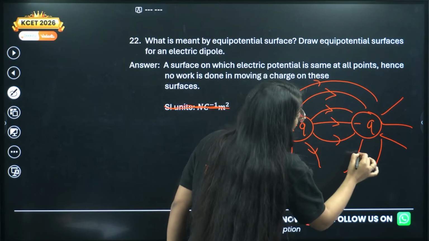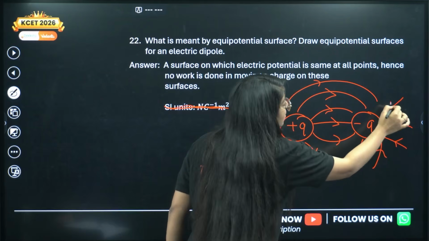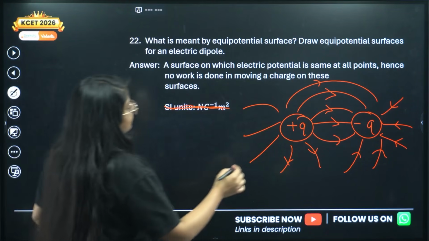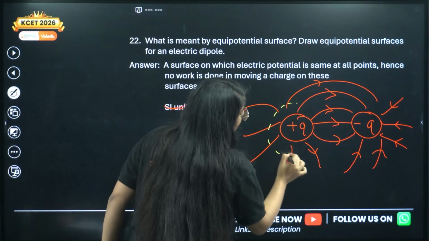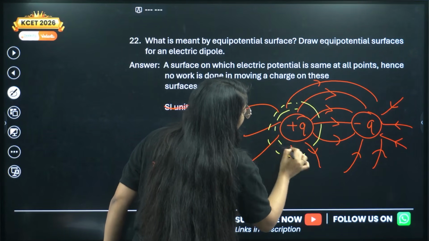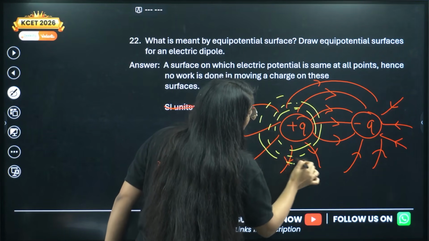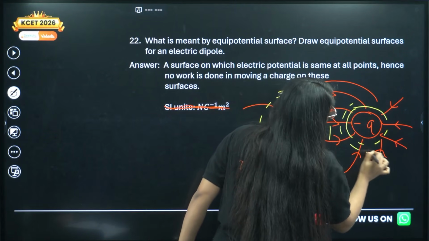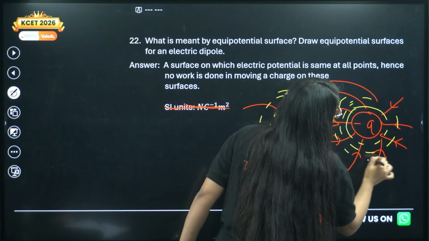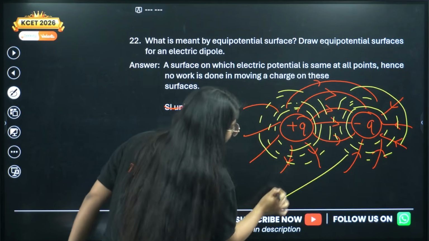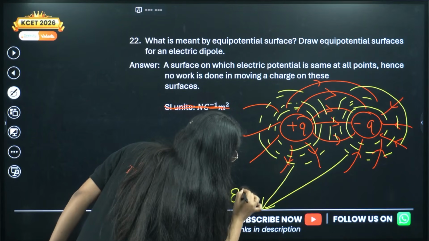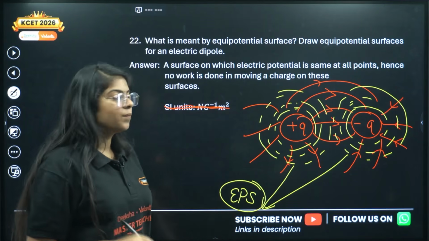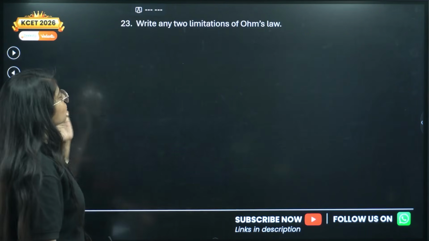Correct? But equipotential surfaces, because of these electric field lines, will be something like this around plus q charge and around minus q charge as well. So these yellow ones, both of these are equipotential surfaces. Correct? Understood? Okay, moving on to the next question.